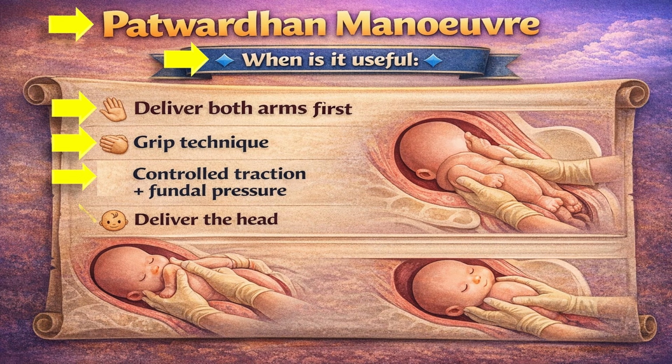Gentle traction is applied by the operator. The assistant applies fundal pressure, which flexes the fetal abdomen and delivers the breech. Then comes the delivery of the head. After breech delivery, the head gently lifts out, similar to reverse breech extraction.